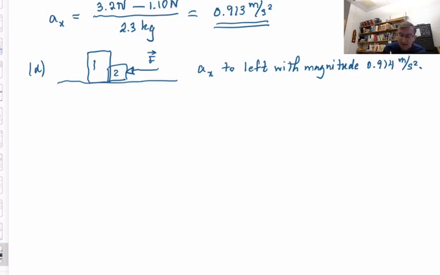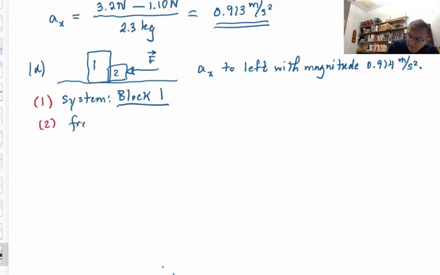And my task in part D, and the two blocks are pushing against each other as well, is to find the force on 1 due to 2. So now I pick a system, and if I want to find the force on 1, I want to pick for my system block 1. And then I draw a complete free body diagram for block 1. And it's a new free body diagram because the situation has changed.